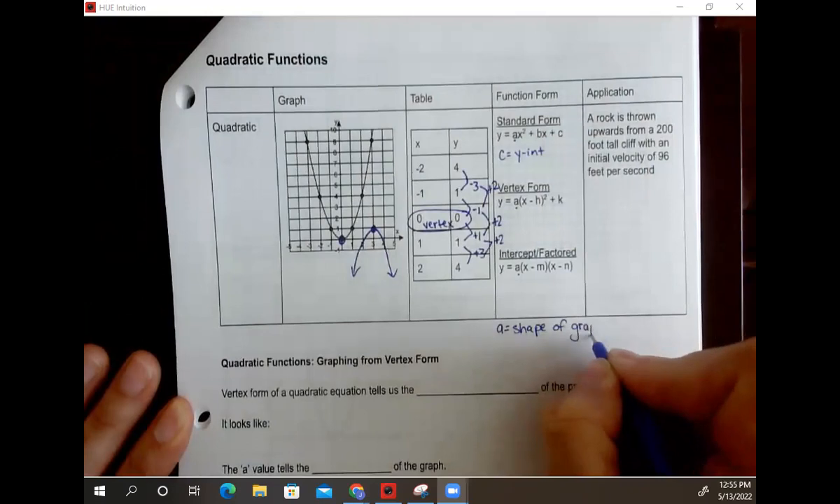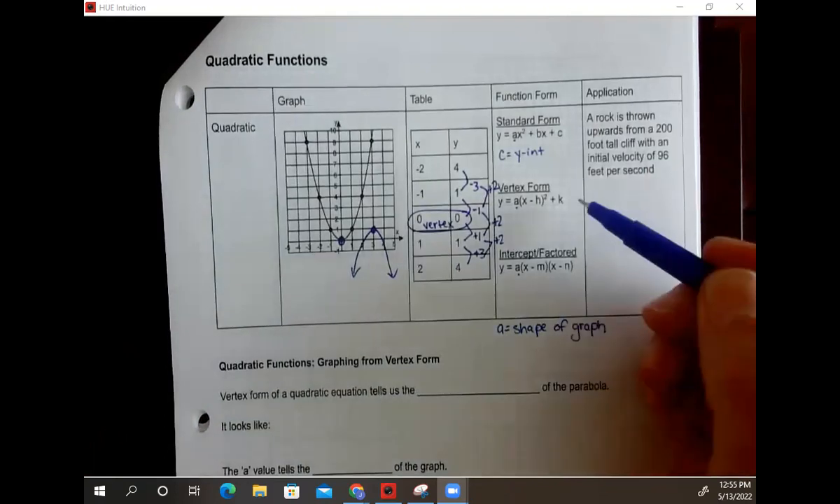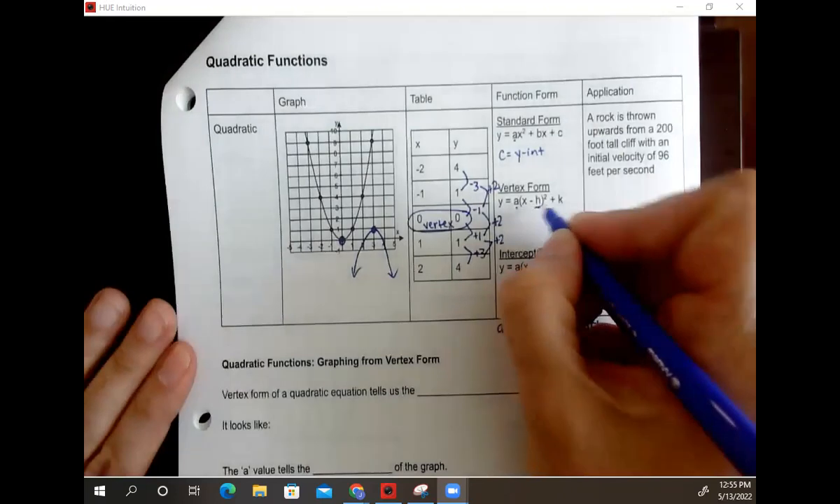Which way does it open? How do I get from the vertex to my next point? We'll talk about that in just a minute. Vertex form tells me the vertex.